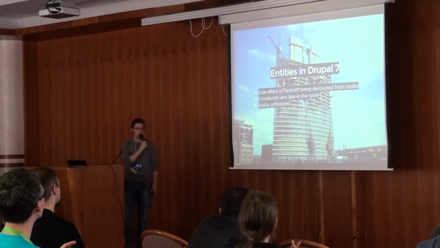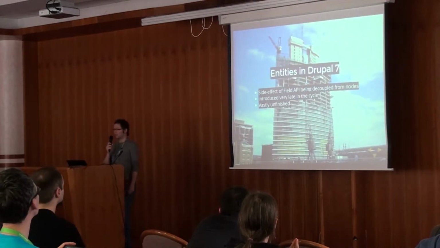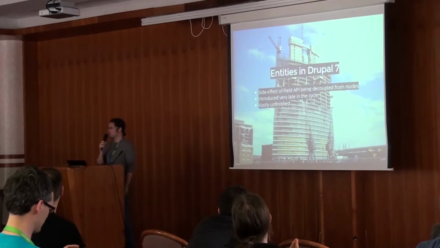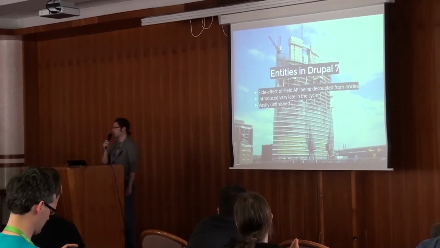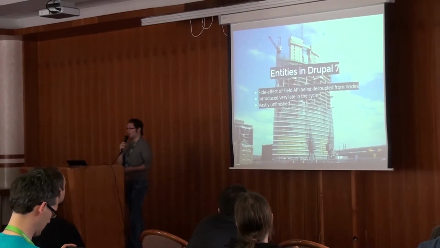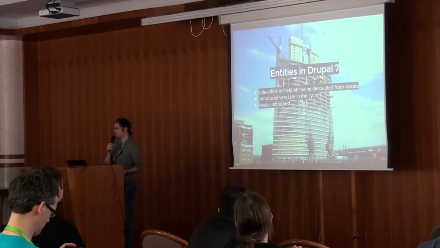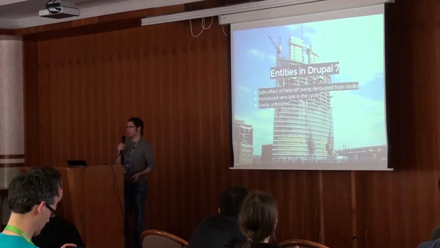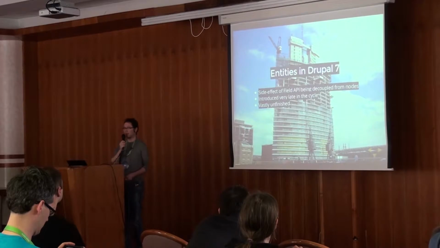So entities in Drupal 7 really evolved as a side effect of the field API. In Drupal 7, CCK got vastly improved while it was ported to Drupal core and got renamed to the field API. And it was decoupled from just supporting nodes, like CCK in Drupal 6, to support all kinds of different objects in Drupal 7. That really was how the notion of an entity came to life. It was introduced very late in the cycle in Drupal 7.